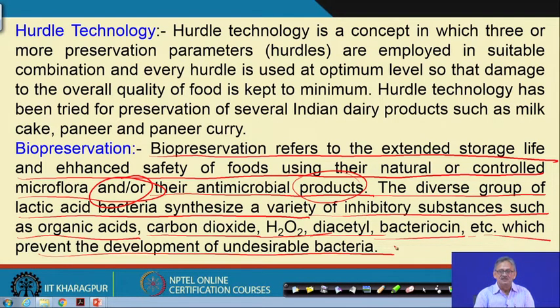So these are some of the techniques which recently have come up, and they are not only used in dairy, but also are used in many other food products, right? So with this, let us complete today, and thank you.